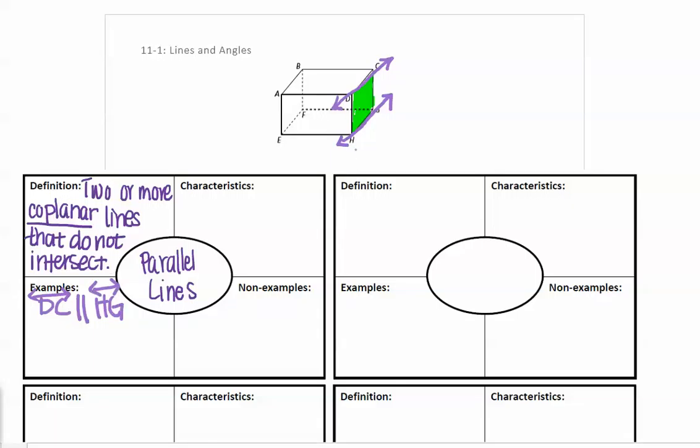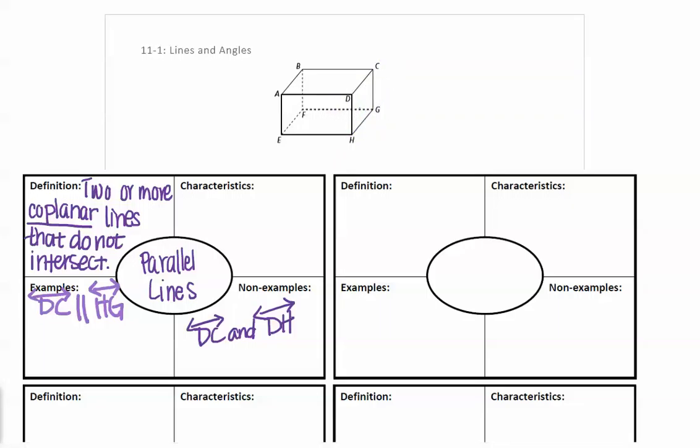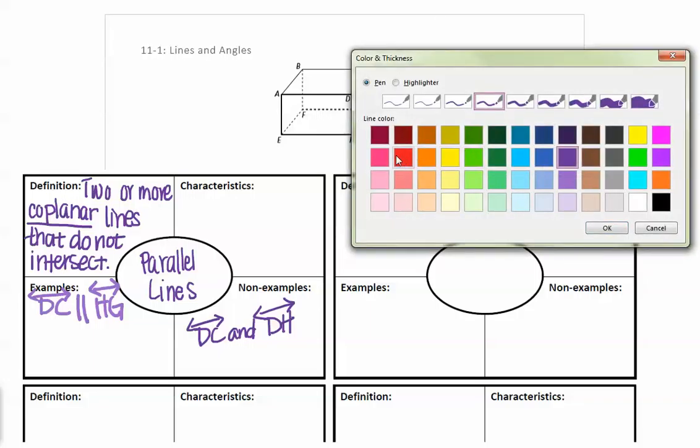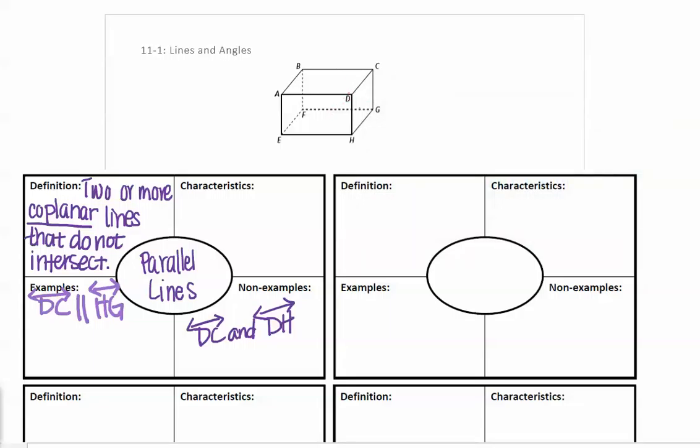Okay, it could be DC and DH. DC and DH are on the same plane, so they are coplanar, but what makes them not parallel is that they intersect here at D. There are some other cases where they may not intersect, but they may not be considered on the same plane, and that is going to be another definition.